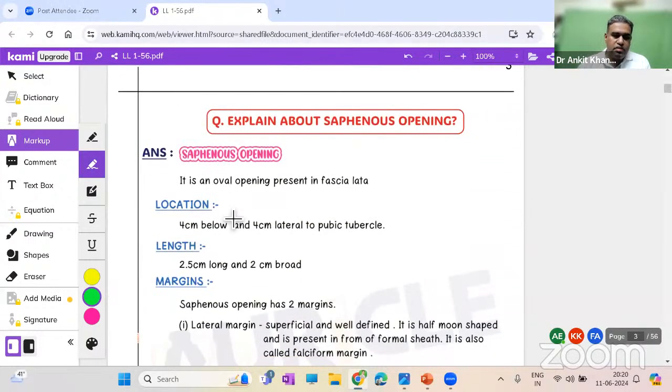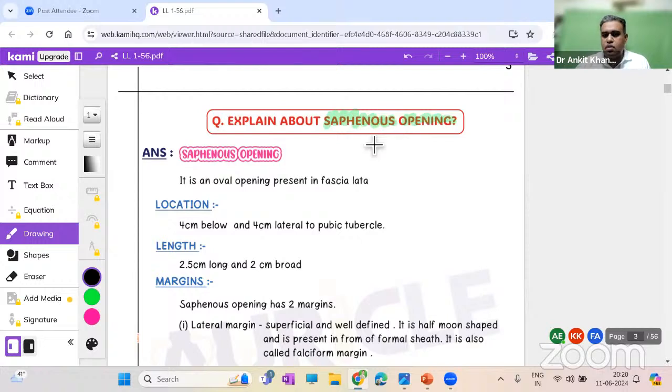Now, there's one more modification of the fascia lata which can be asked, that is the saphenous opening. See what happens in the lower limb: the veins are more clinically important than the arteries. The reason is the artery takes the blood from the heart to the lower limb, so gravity is aiding the flow of blood in the arteries. But for venous return, gravity is actually resisting it.